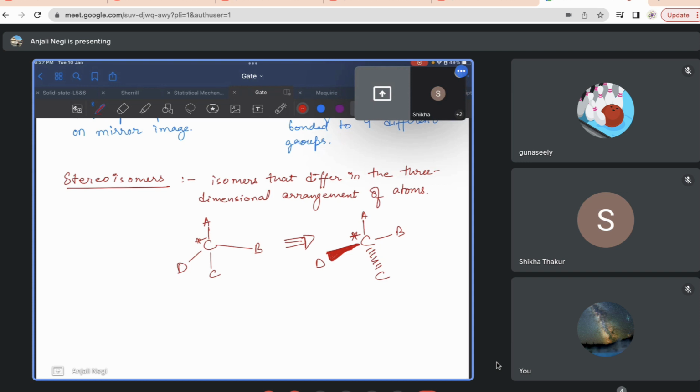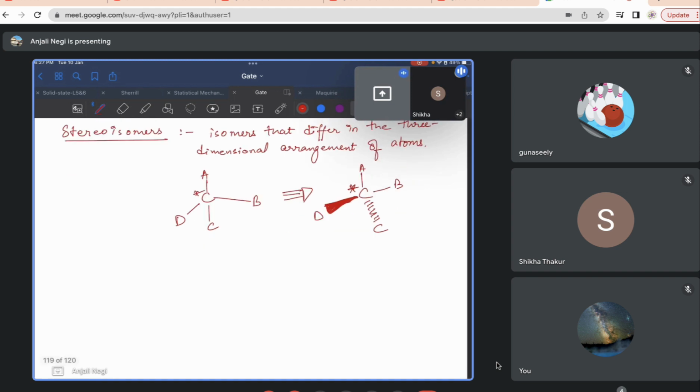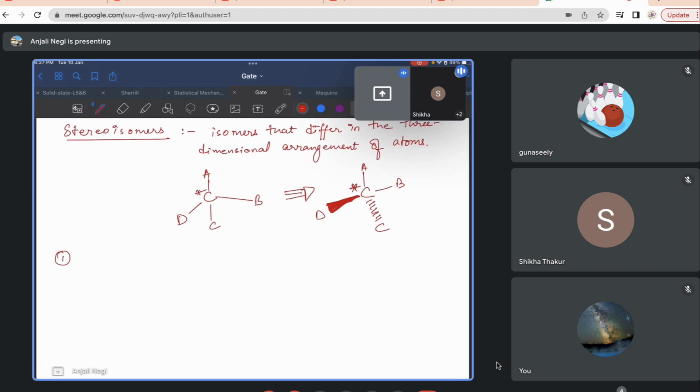Okay, now the other two keywords that we should know. Number one is enantiomers. So first one is enantiomer. Enantiomers are stereoisomers that are non-superimposable mirror images.